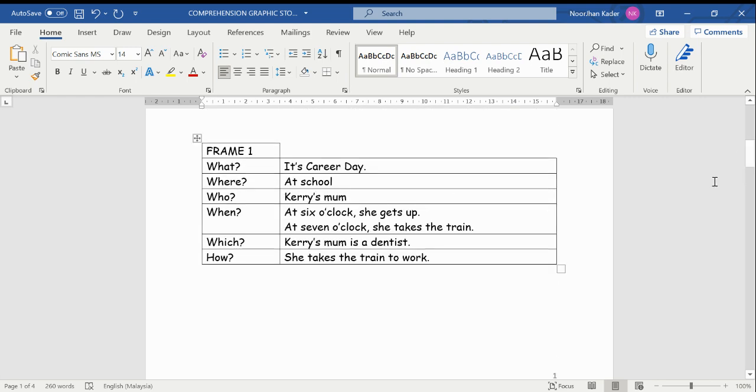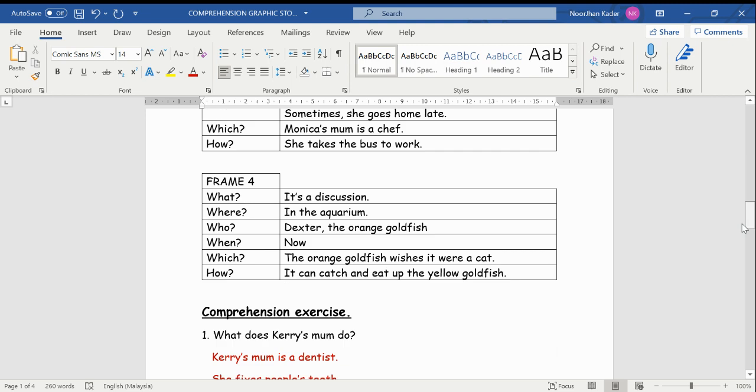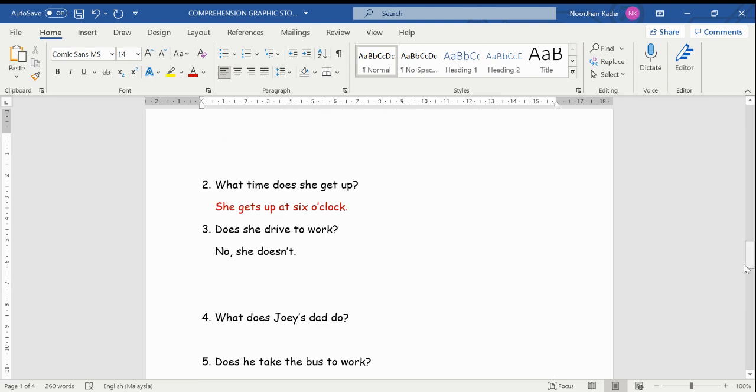She takes the train to work. So you have to explain when you answer, because why is your answer no, she doesn't? Then how does she go to work? She takes the train to work. So when you refute, you also have to state the correct answer. That is why you have to write both. No, she doesn't. She takes the train to work.